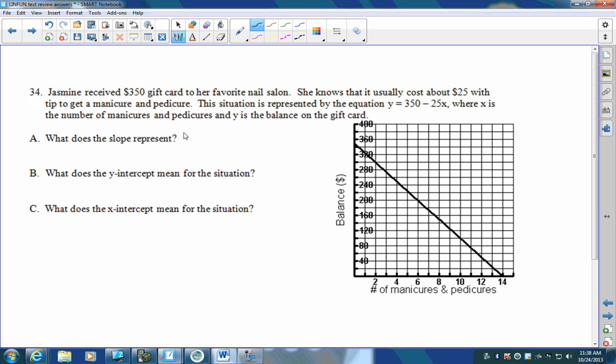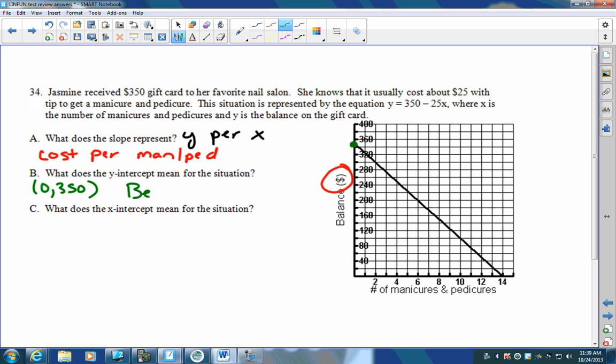You need to remember that it is y per x. Well, that's right here, y is the money. So it's the cost per manicure, pedicure. What does the y-intercept mean in this situation? Right here, it is 0 and 350. Well, what does it mean? This is the beginning balance on the card.